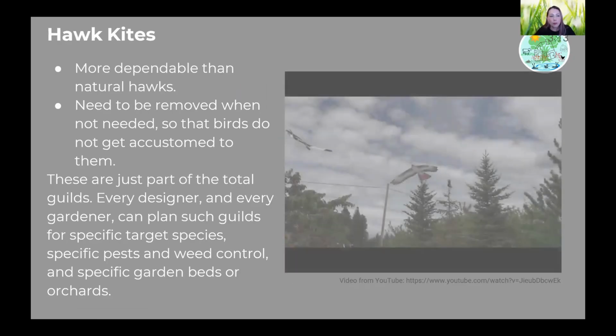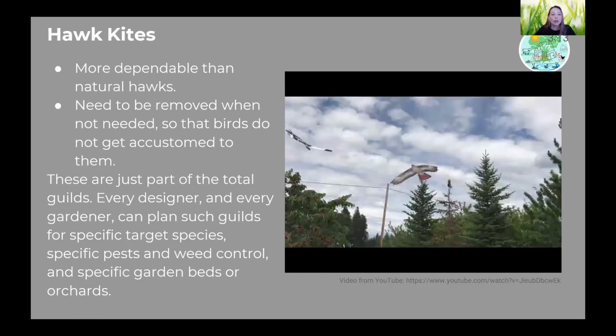We can also talk about hawk kites, which are going to be a man-made tool that you can bring onto the guild. They're going to act as a deterrent to the flock birds that might come in and eat your fruits or your berries or the seeds of your sunflowers. They're going to be sprung out over the guild. Hawk kites are an example of a man-made tool that you can introduce into your guild.